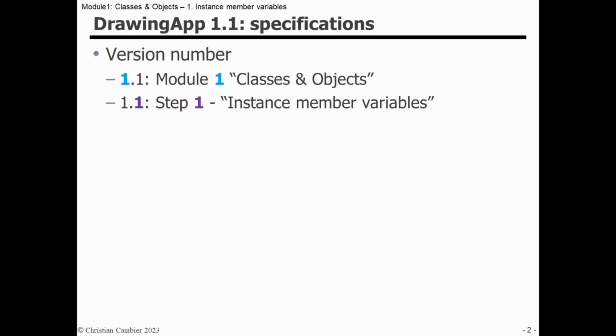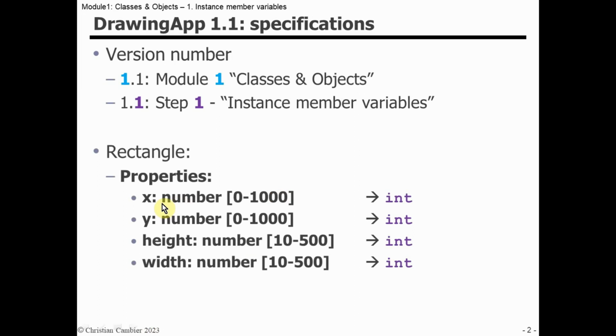Now, as explained in the Getting Started video, we performed a small analysis of DrawingApp. That led to specifications, and we'll use those now as our starting point to implement a first version. So the first step is to implement the properties of rectangle. What were those properties? We had the x and y coordinates, the height and the width. With these properties we can draw a rectangle. The data types we decided to use were integers, and we have to keep in mind that there are some restrictions as to the values that we can use, but more on that in a later version.